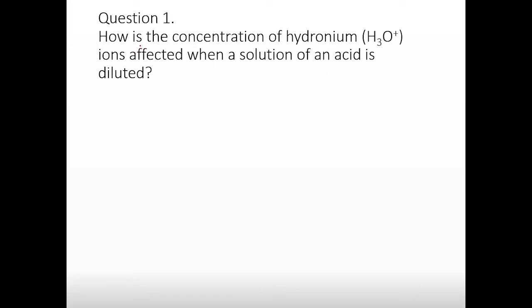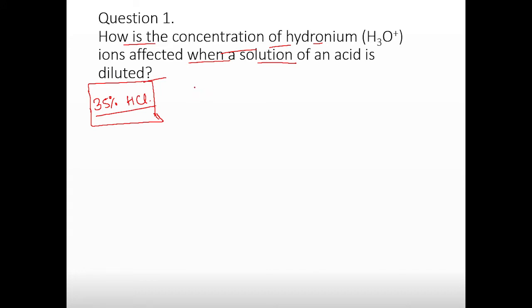First question says, how is the concentration of hydronium ion affected when a solution of an acid is diluted? Let's take an example to understand how dilution will affect the concentration of hydronium. Suppose this is a container. In this container there is written on the label 35% HCl. So if this container contains 35% HCl, what does it mean?